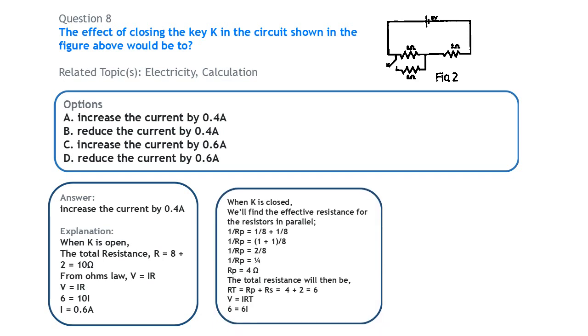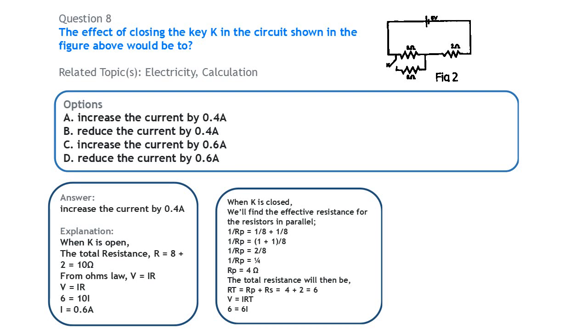0.6 ampere. However, when this key is closed, something will happen here, and that is that the resistance in this region is going to change. We are going to have a new effective resistance now. Why? Because when this key is closed, then these two resistances, this 8 ohms and this 8 ohms, will both be connected in parallel, right? So we need to find the effective resistance for this parallel connection first. So how do we do that?